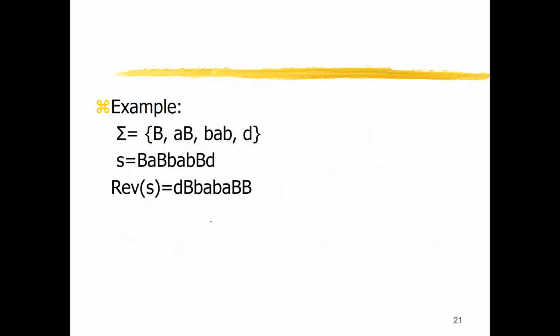Now if you have this string, how will you identify it? This is first, this is second, this is third, fourth and fifth. So this is 1, 2, 3, 4 and 5. Now if you write it in reverse form, you can obtain the reverse of the string. So this is the reverse of the string.